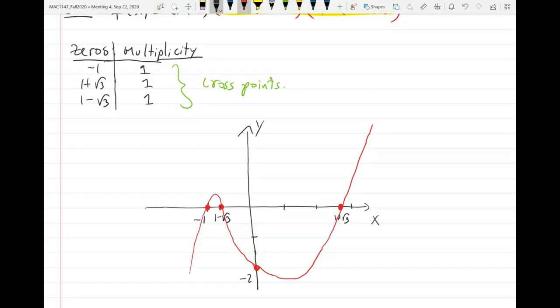So this is our polynomial f of x, okay? Questions?